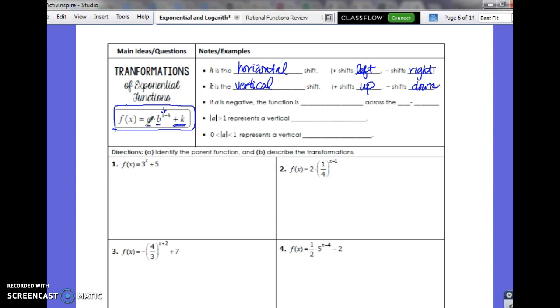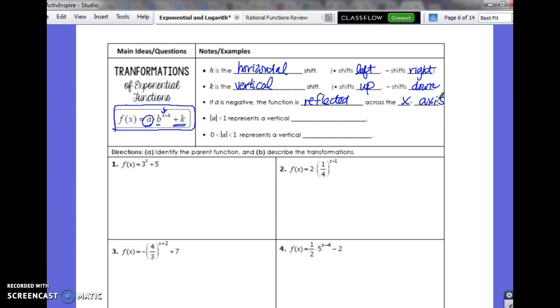The number out front here does the same thing that a number multiplying a sine or cosine curve would do. That number out front is going to create some vertical stretching and shrinking. But first of all, if that number is negative, then the graph is reflected across the x-axis. It turns it upside down.